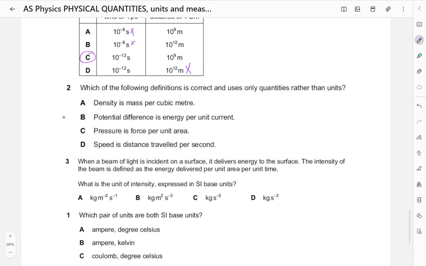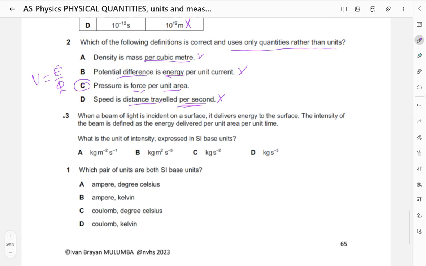Which of the following definitions is correct and uses only quantities rather than units? No units. Per cubic meter, there is a unit. Potential difference is energy per unit current? Not at all. Potential difference is energy per unit charge. So this is wrong. Pressure is force per unit area. I think this is correct. Uses quantities and no units. Speed is distance traveled per second. Per second is a unit, so this is out.